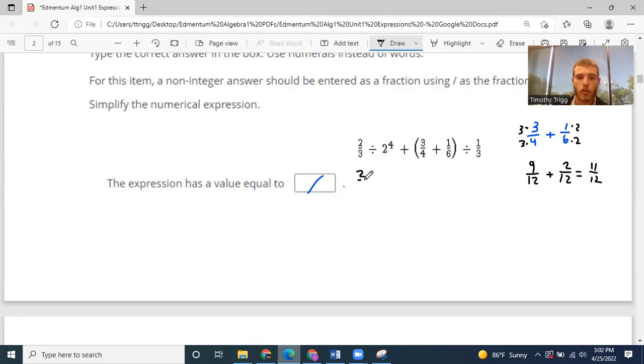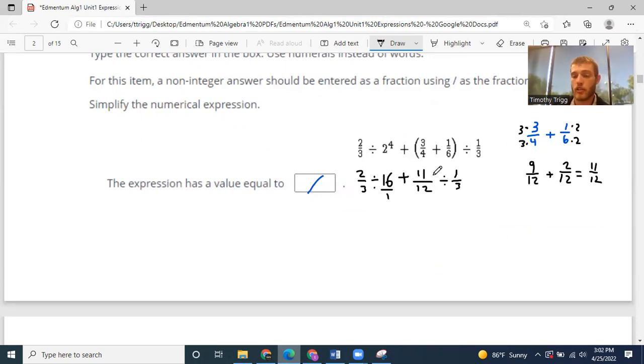Okay, so we got that on the side here. So we have 2/3 divided by, and I'm going to work this out too, because this would be my next step, is to do this exponent. So 2 to the power of 4 is 2 times 2 times 2 times 2. So 2 times 2 is 4, times 2 is 8, times 2 is 16. So 2 to the power of 4, that's 16. Plus, this became 11/12. Don't need the parentheses anymore. Divided by 1/3. Okay. For this 16, I would suggest writing it as 16/1.